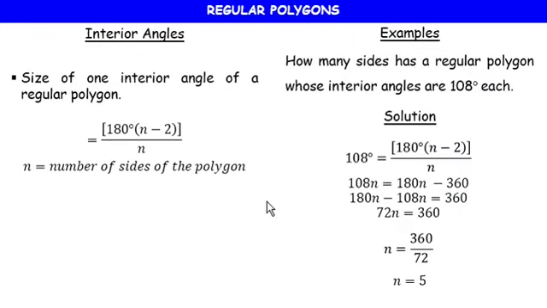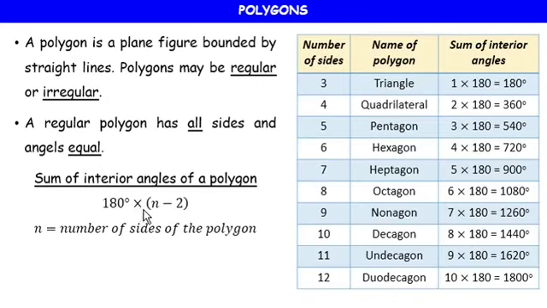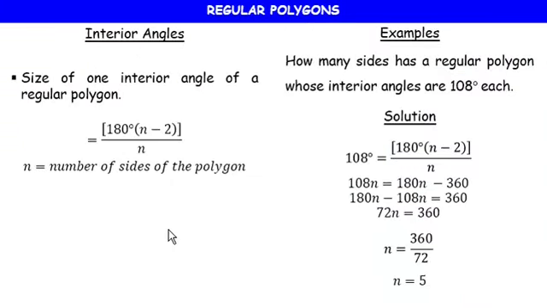Okay, let's now focus on regular polygons. We said a regular polygon is a polygon with all sides and all angles equal. So how do you find the size of one interior angle of a regular polygon? We said the sum of interior angles of any polygon is 180 times n minus 2. Since the polygon is regular, all the interior angles are equal. So you just divide the sum of interior angles by the number of sides, so it's simply 180 times n minus 2 all over n.